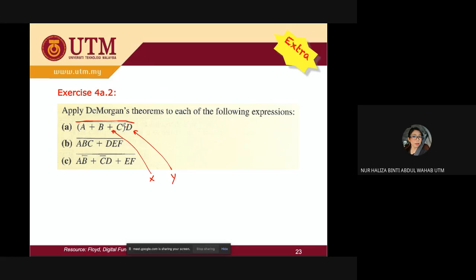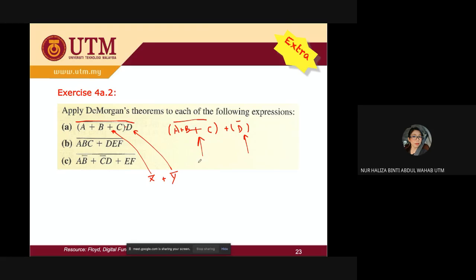After you apply your first De Morgan theorem, you will see that you will make it a bar and then plus, isn't it? So what you're going to have is A plus B plus C, bar, and then you will have this bar. Please make sure you separate it so you can see it more clearly. After that, you can apply your second theorem. And this one you cannot simplify more because it is already simplified.